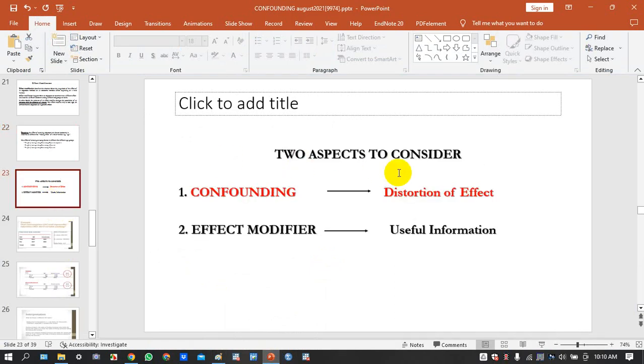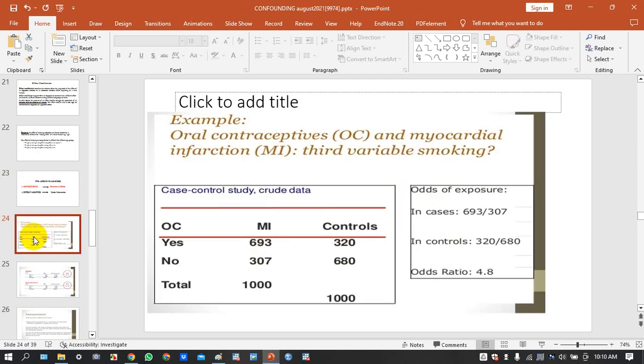So two aspects to consider. Confounding distorts an association because it is a gossip. It distorts the effect. But effect modifiers are useful because they increase the effect of the analysis. So let's look at how we stratify. We control for confounding using stratification.